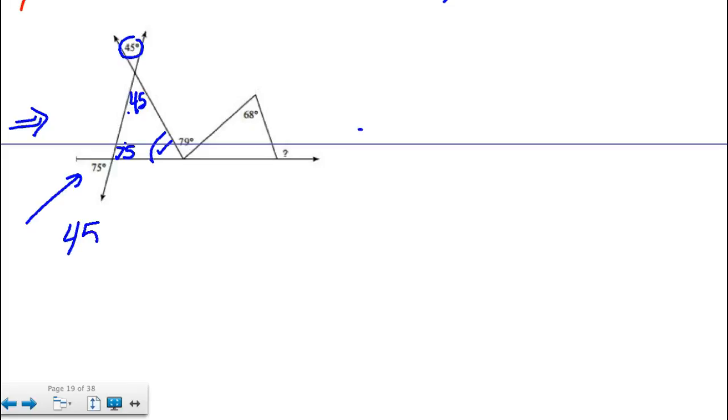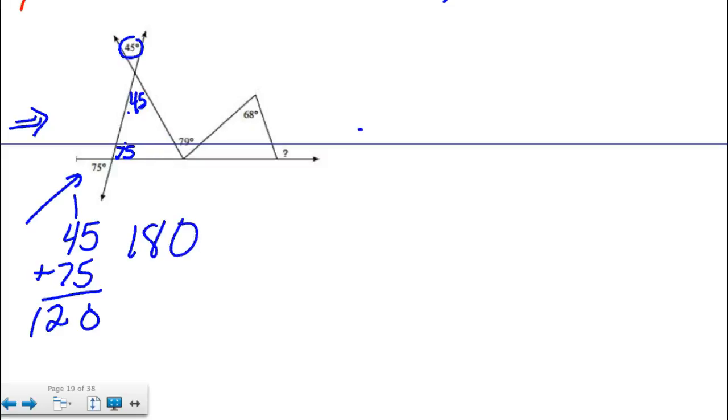So I'm going to take my 45. I'm going to add my 75 to it. I'm going to see how much I've taken up in that triangle. I've usurped or taken up 120 degrees in there already. Well, they have to add up to 180. So I'm going to remove what's already been taken up, and I'm now in here.